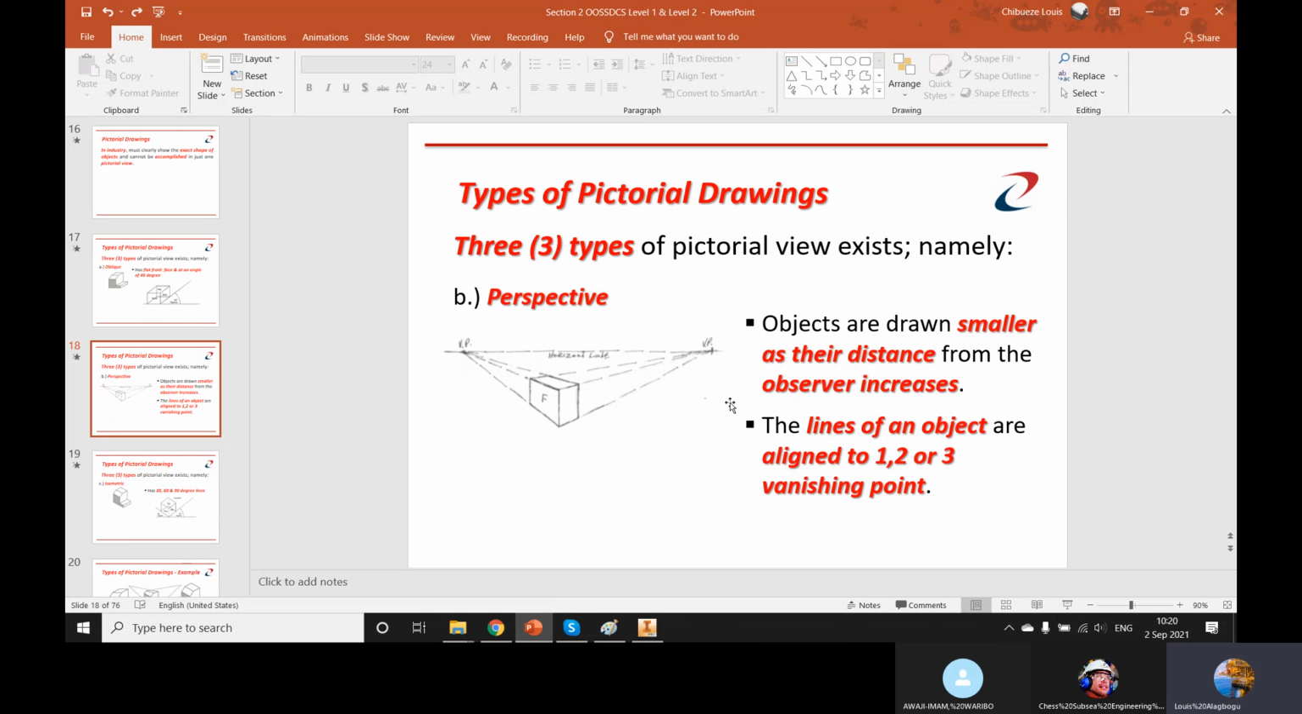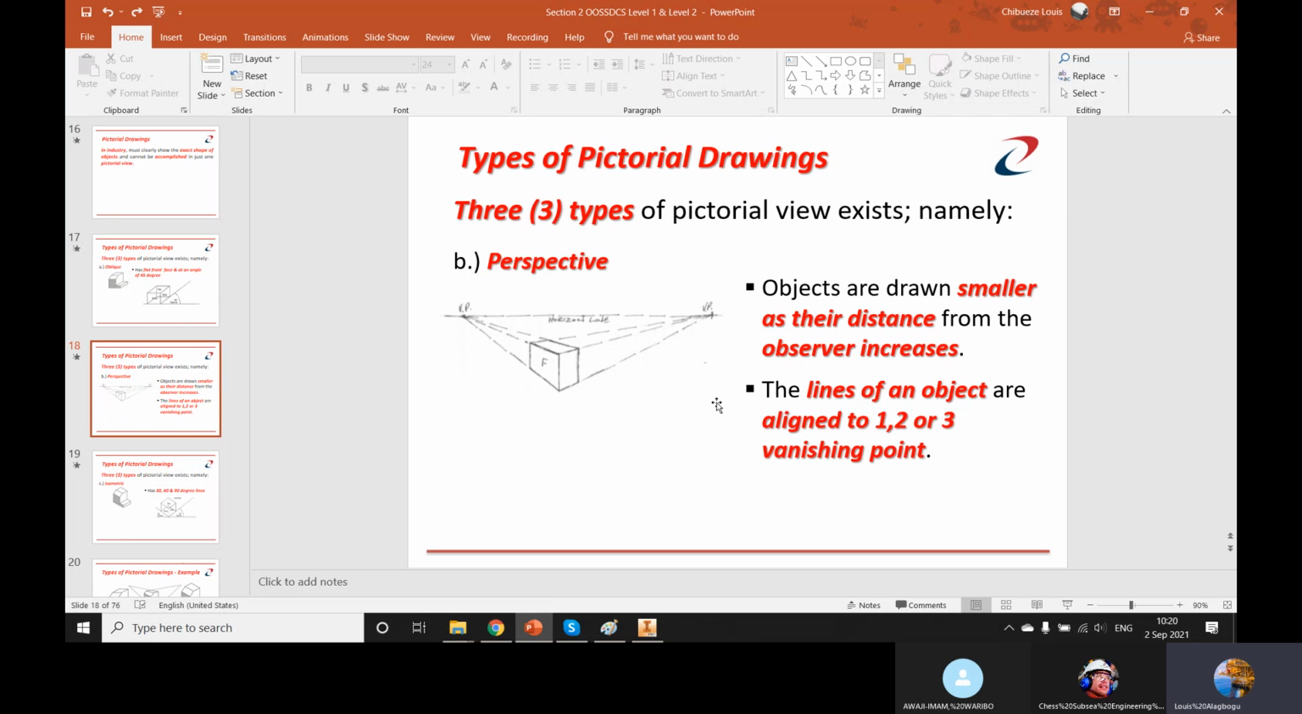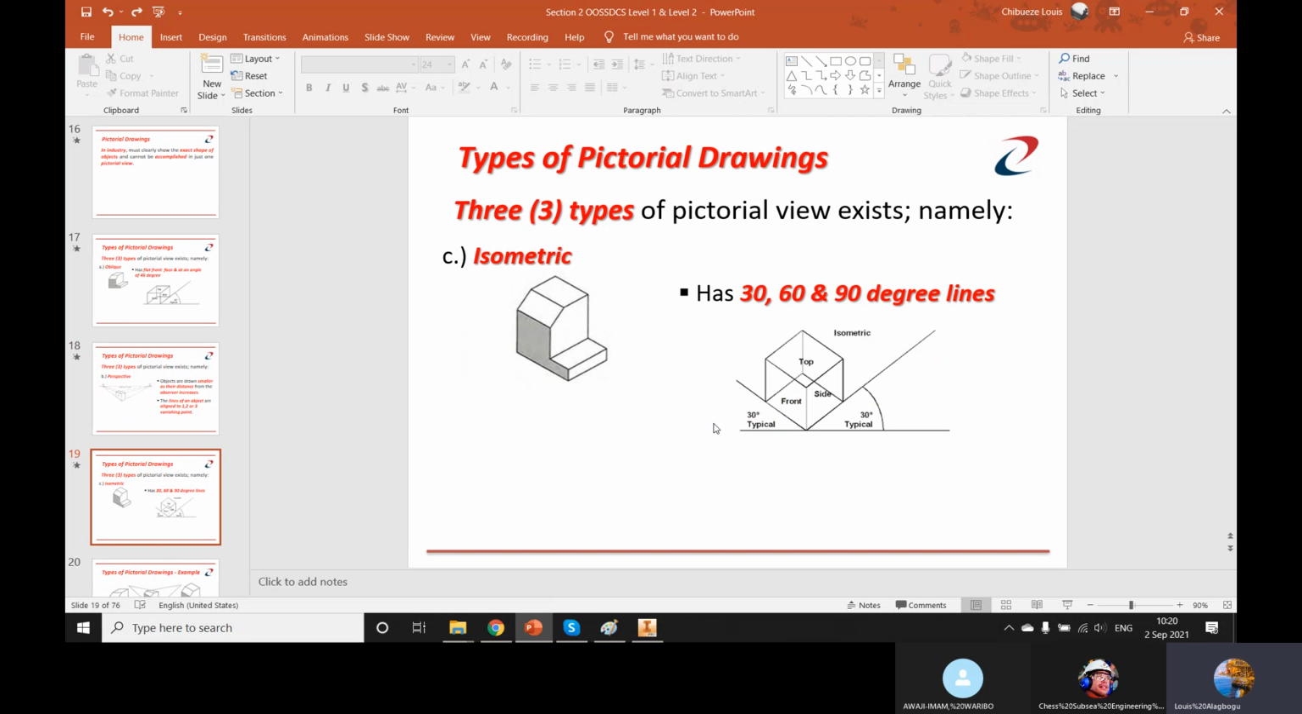And so, like I said earlier, the pictorial drawings are drawn like how the observer sees it, and they are mostly not used for technical drawings. Then the third one is isometric. This is a more popular one. It has the 30, 60, and 90-degree lines.